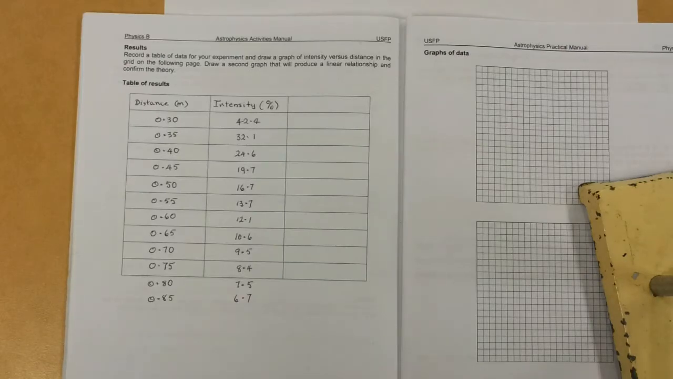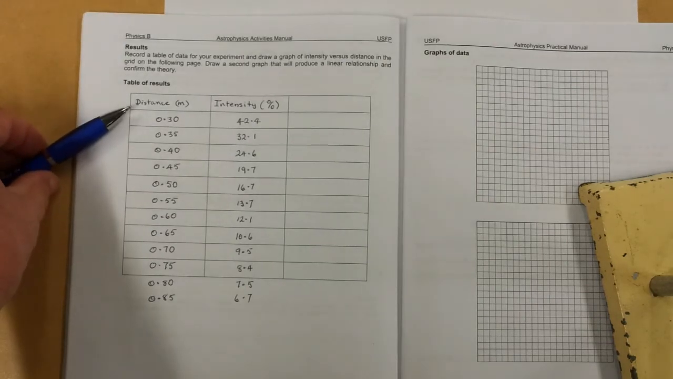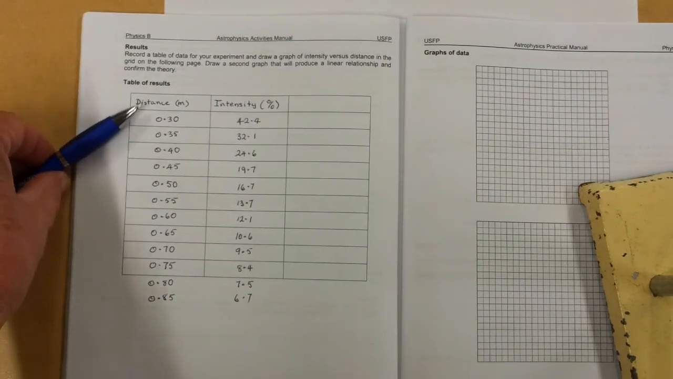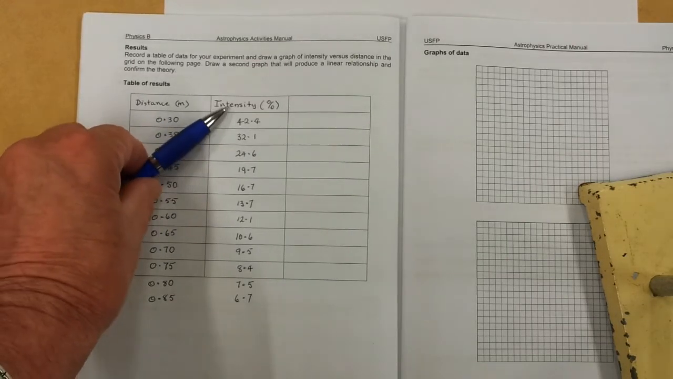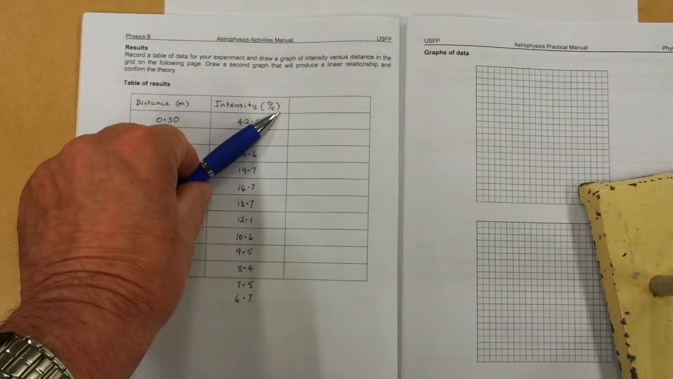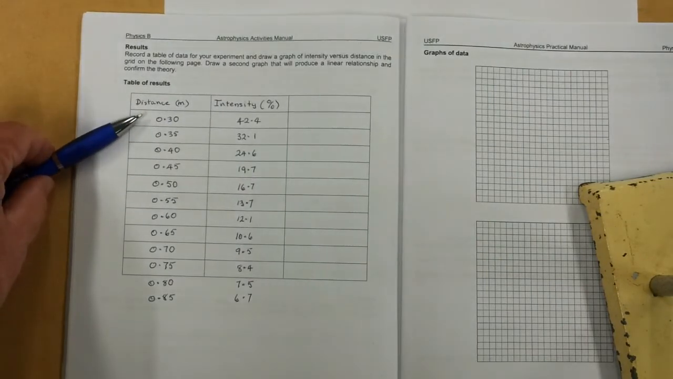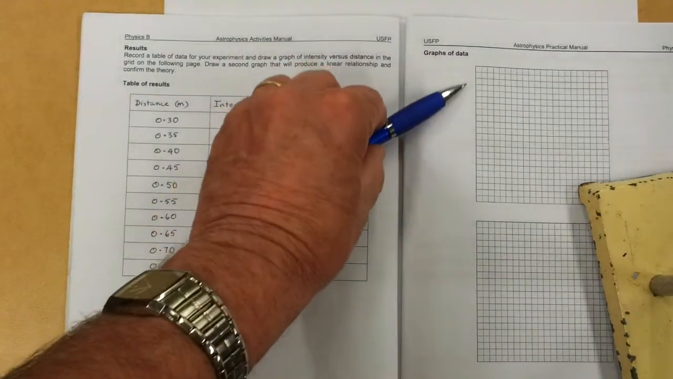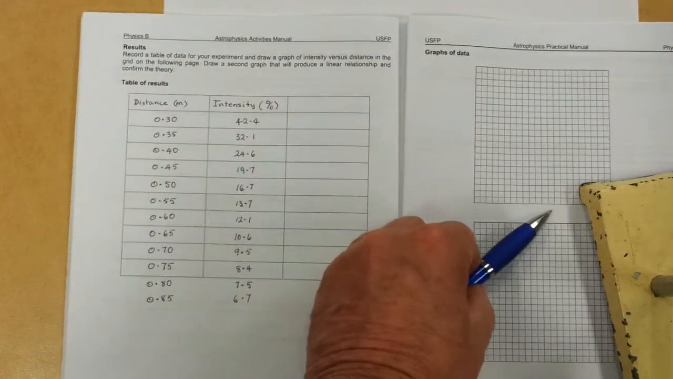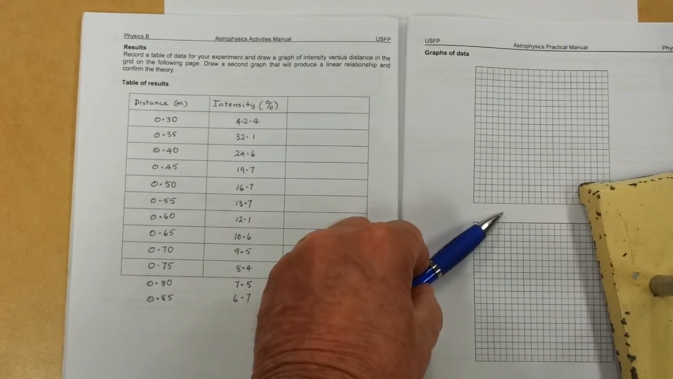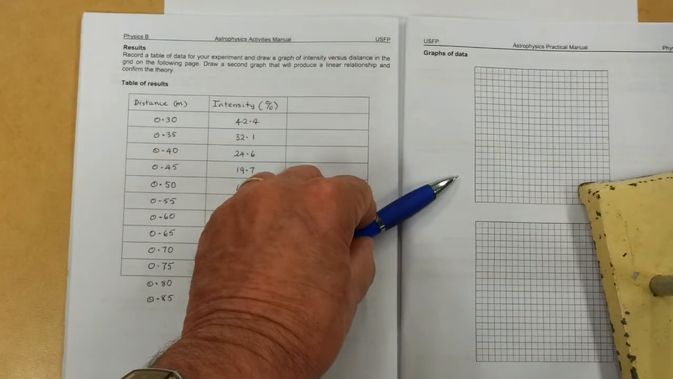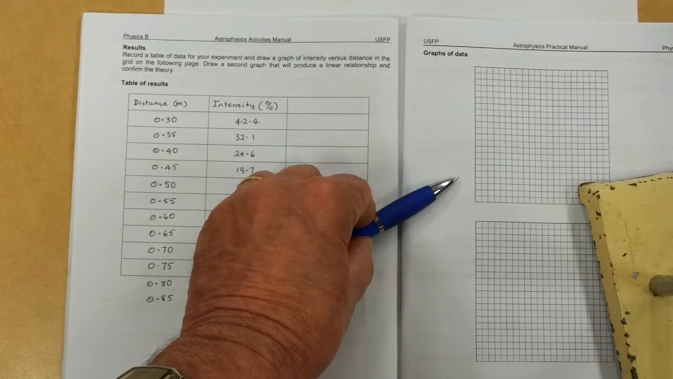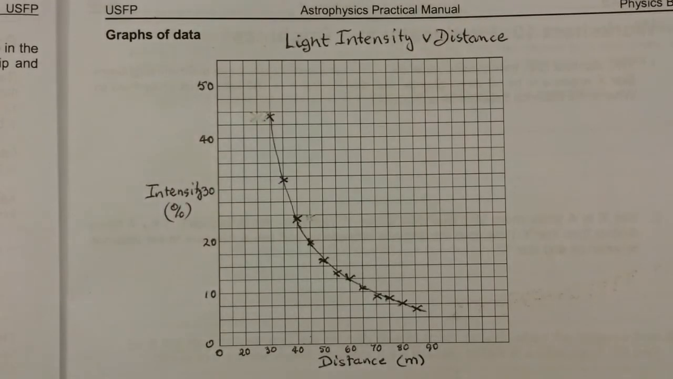So the data has now been copied there, and you can see the units that have been used. Here, first of all, we've got distance in metres, I've got the label, and I've got the units. Over here, label and units. This data now has to be graphed over here with distance on the x-axis and intensity, our dependent variable, on the y-axis. So we've now got the graph drawn.